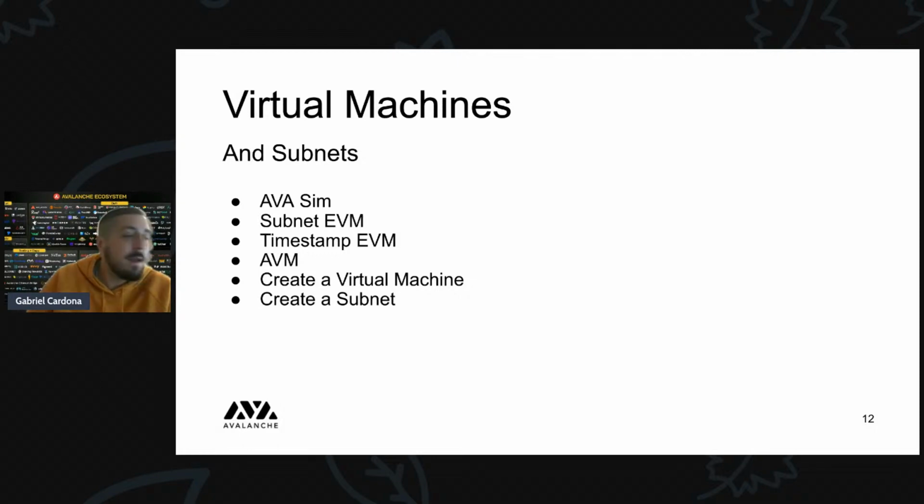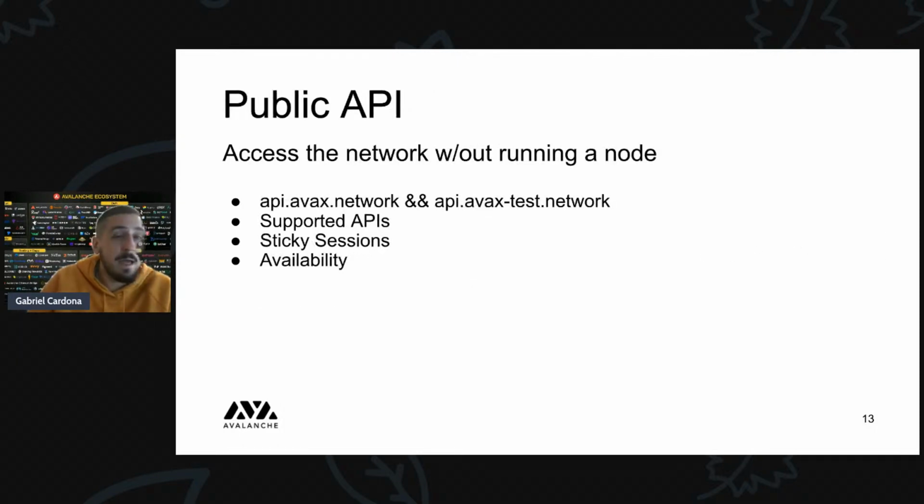Next, I want to talk about our public API. There's a public API server that allows developers to access the Avalanche network without having to run a node themselves. The public API is actually several AvalancheGo nodes behind a load balancer to ensure high availability and high request throughput.